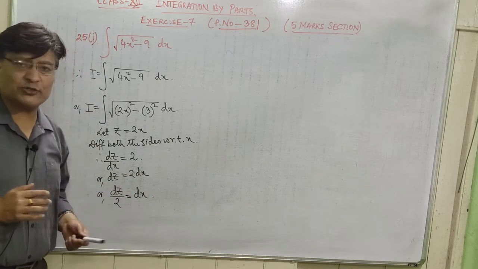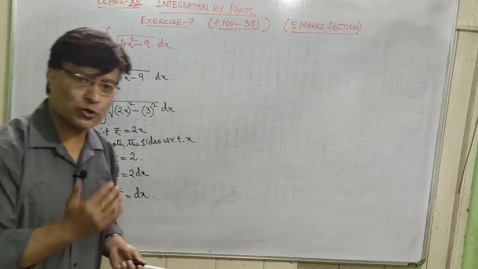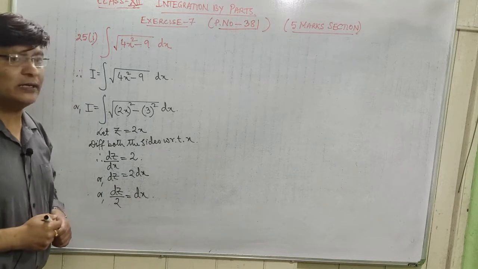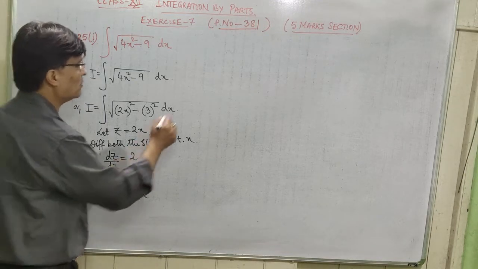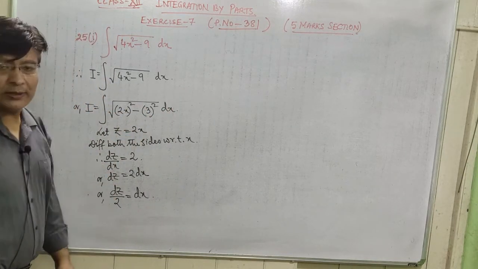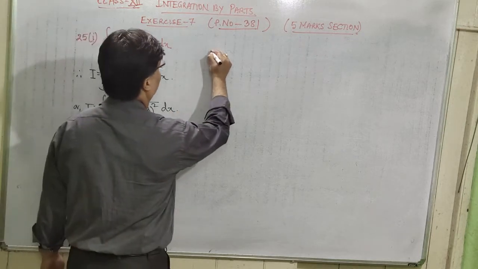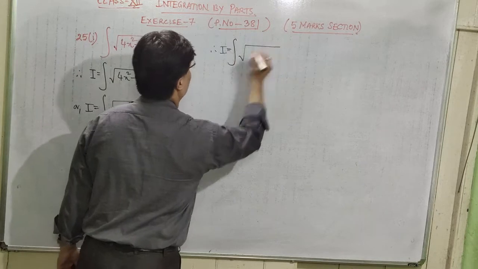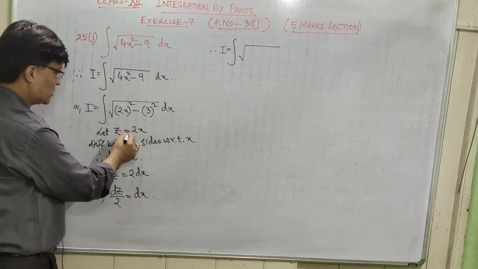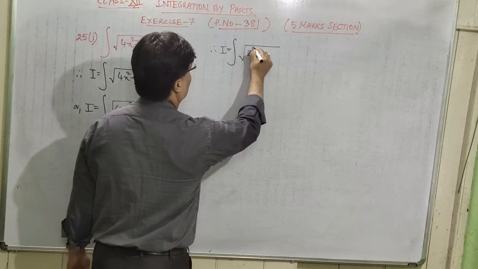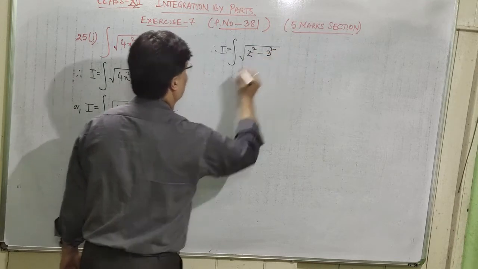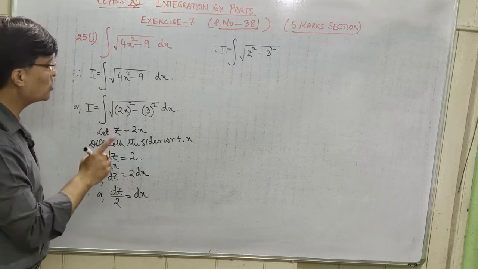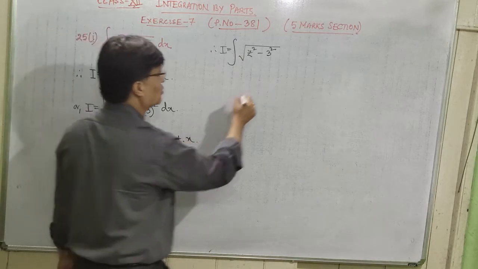So what is the value for dx in this case? 2 is taken to the left hand side. And when 2 goes to the left hand side, you should write it in the denominator. So dx is equal to dz by 2. Now what does I become? Now let us write I is equal to integration of within square root. What is 2x? It is z. So z square minus 3 square, right? And what is dx? It is dz by 2.